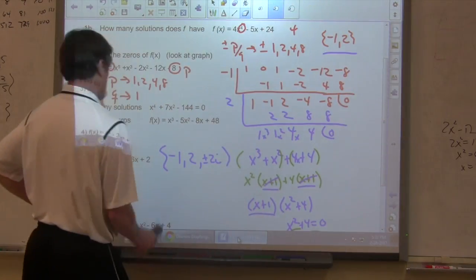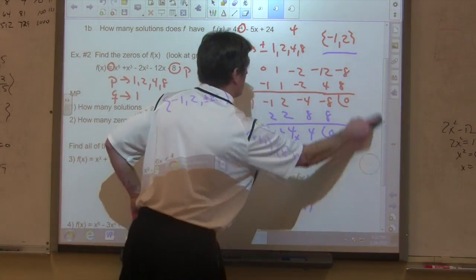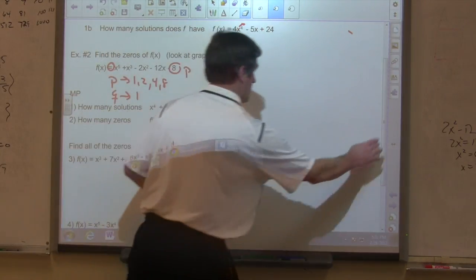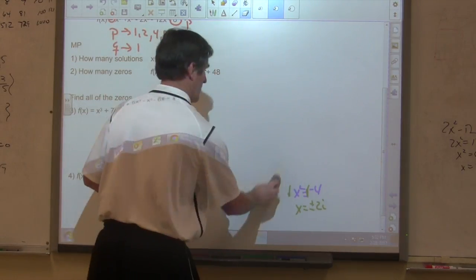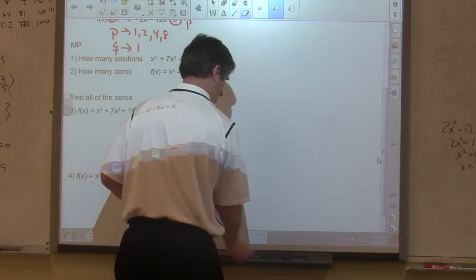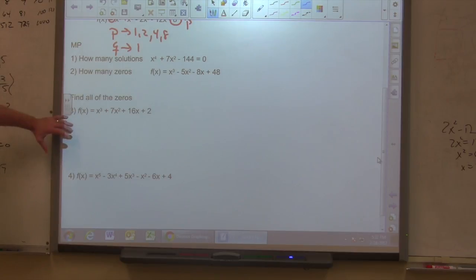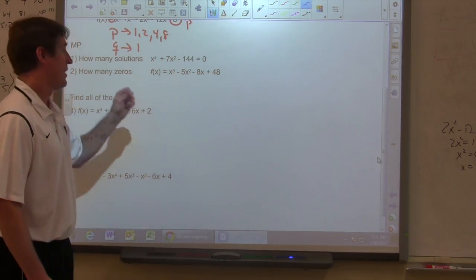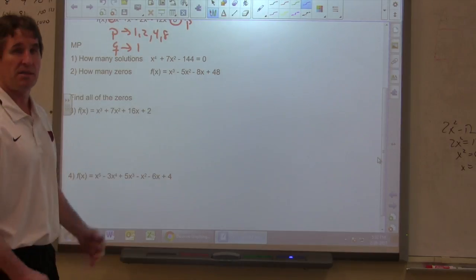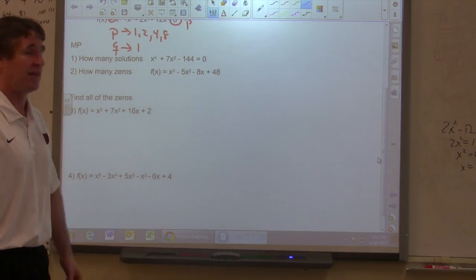But let's take a look now. And I'd like you to try these 4 problems. So on these, you're just telling how many solutions, how many zeros, and then we're going through and finding the zeros here. So try this on your own at home, then pause it to try it, then come back and see if you did it correctly.